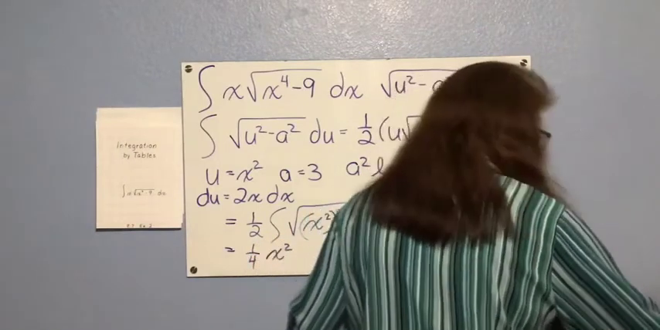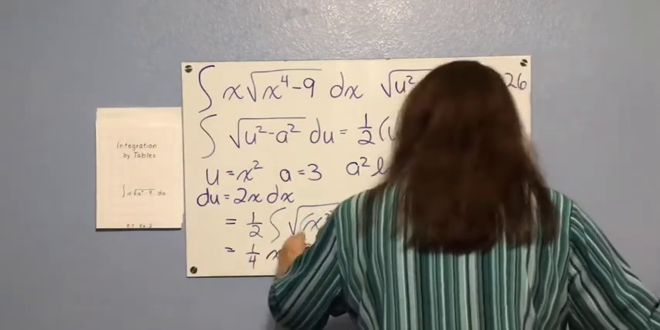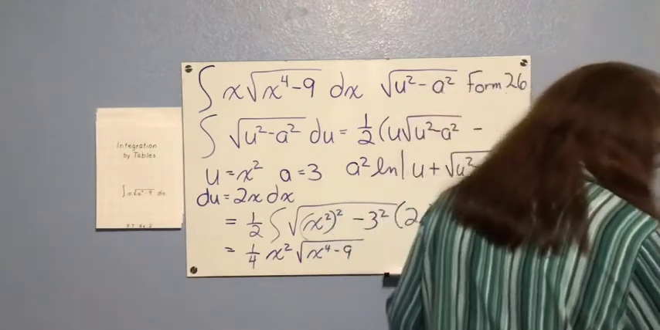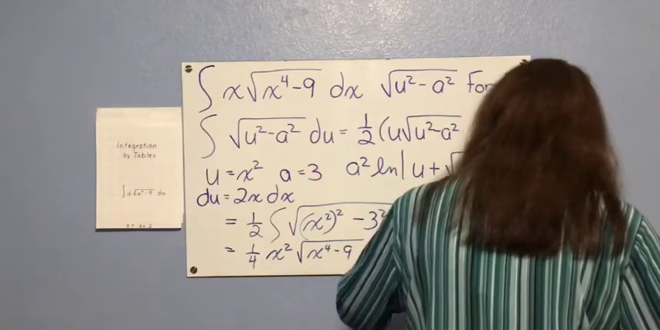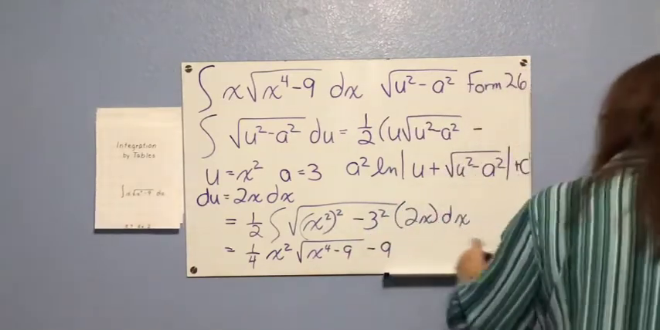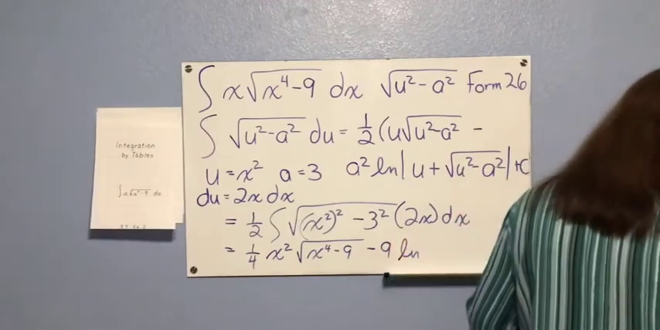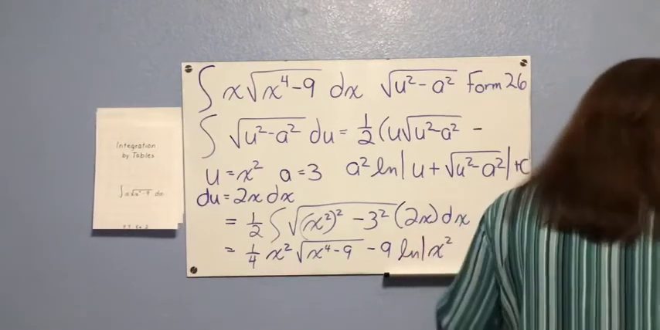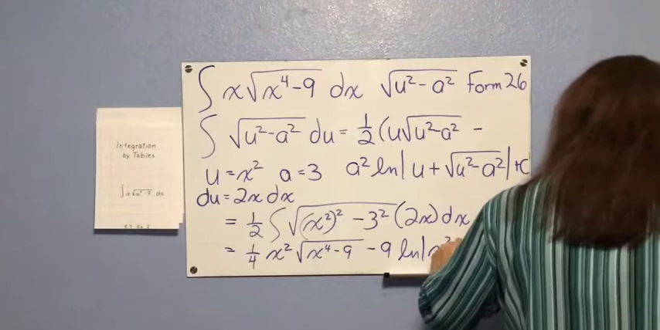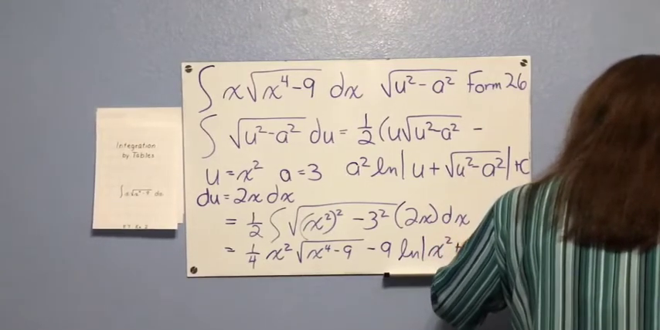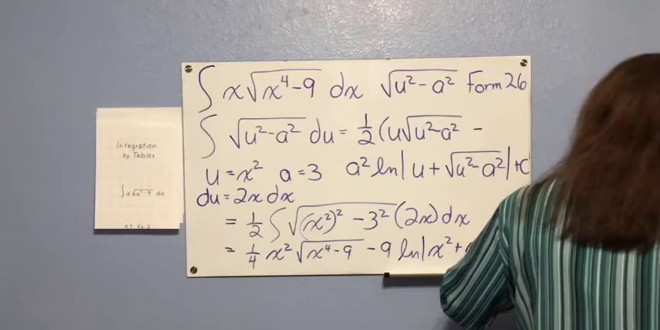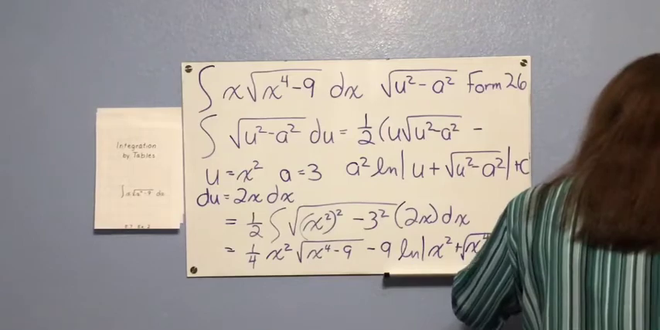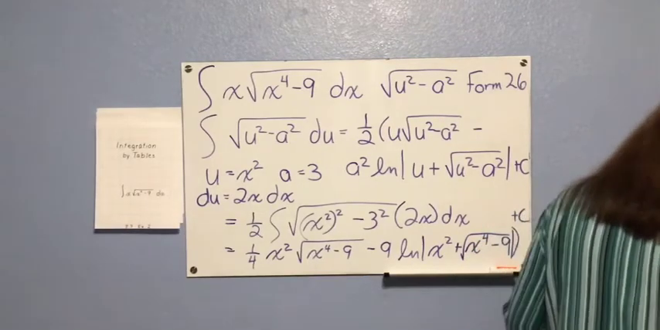x squared times the square root of x to the 4th minus 9, minus 9 times the natural log of the absolute value of x squared plus the square root of x to the 4th minus 9, plus the c.